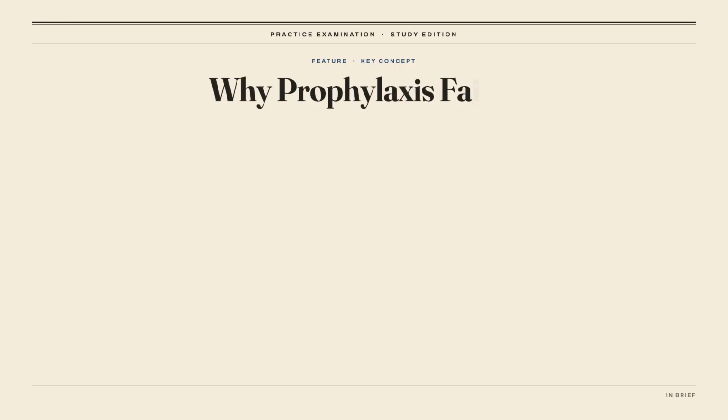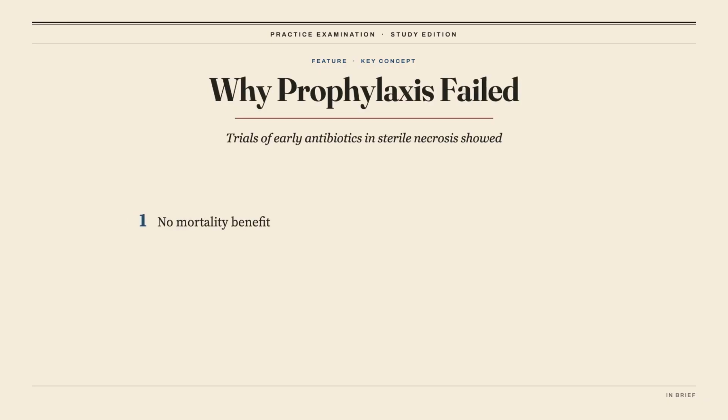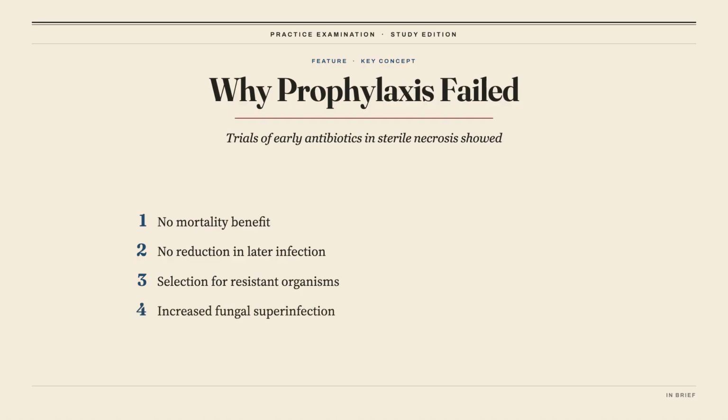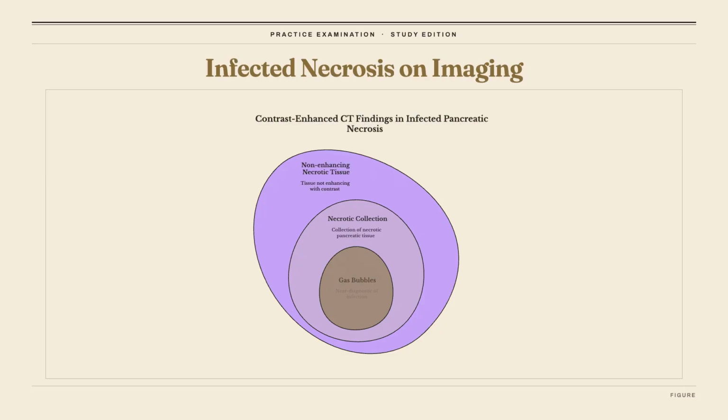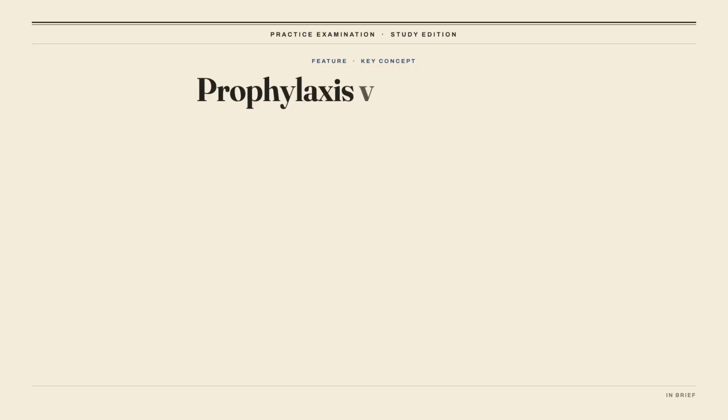When prophylactic antibiotics were tested in sterile necrosis, they didn't lower mortality or prevent later infection. Instead, routine use bred resistant organisms and increased fungal superinfection, a harder problem than the one it was meant to prevent. Confirmed infected necrosis looks different: rising fever, a climbing white count, deterioration after a plateau, and positive cultures. On CT, gas within the necrotic collection is nearly definitive, since it signals gas-forming organisms, and this is what triggers both antibiotics and eventual drainage.